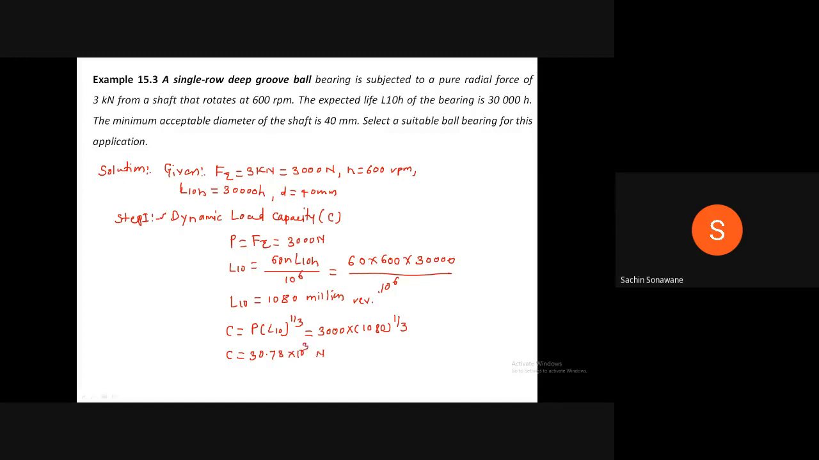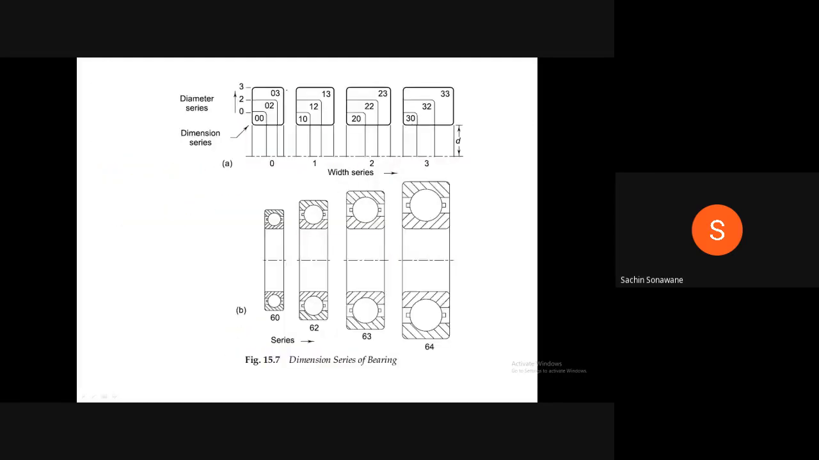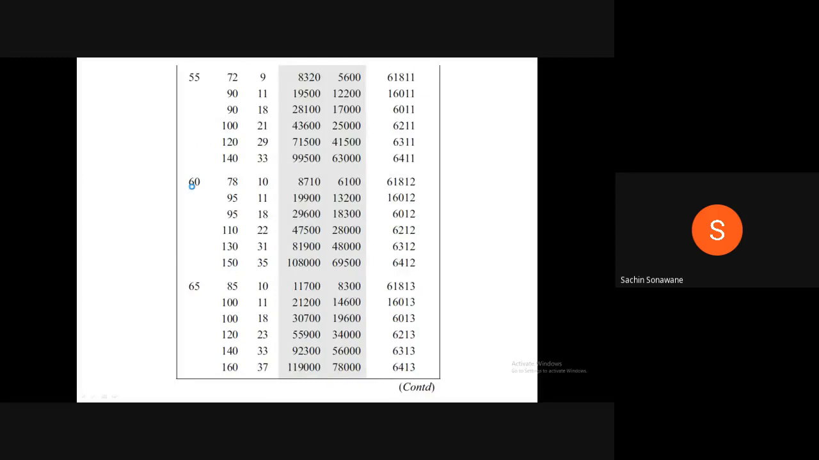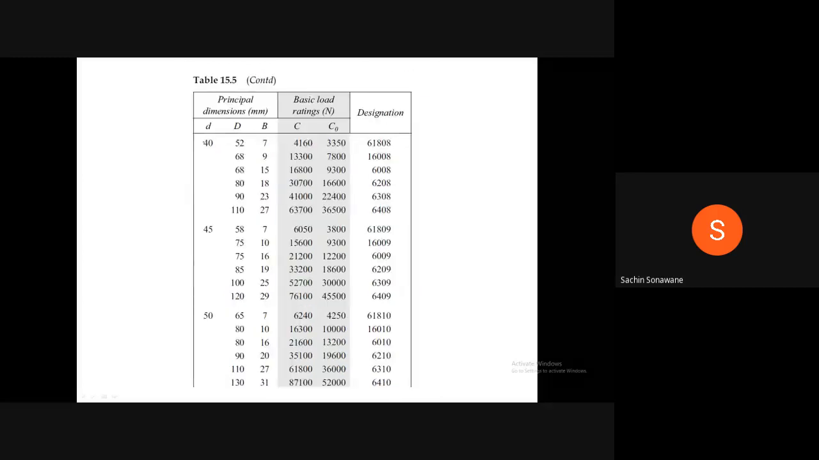Now, based upon the dynamic load capacity and shaft diameter, step 2: selection of bearing. Now, we will see the table we have seen. Shaft diameter d is equal to 40, so we have to look at this 40 mm shaft diameter.